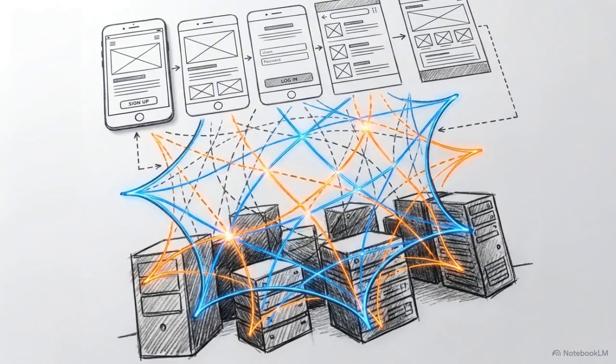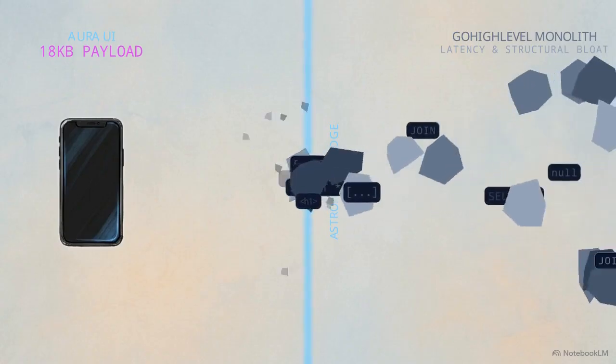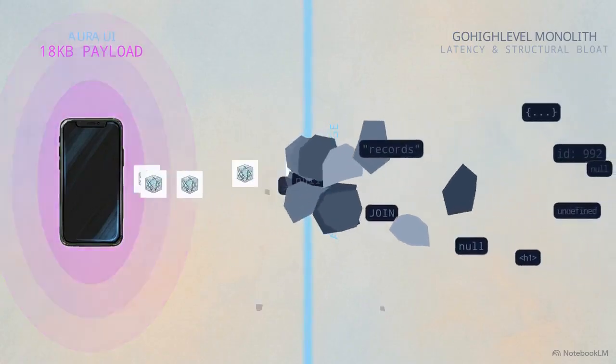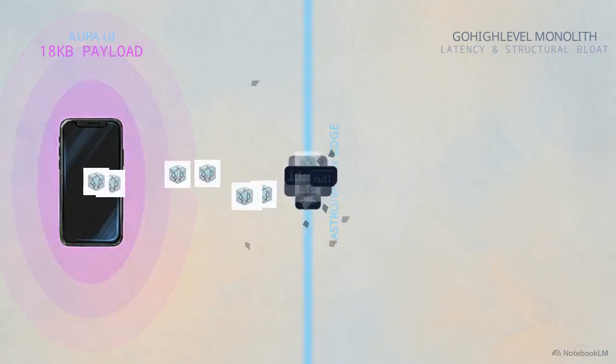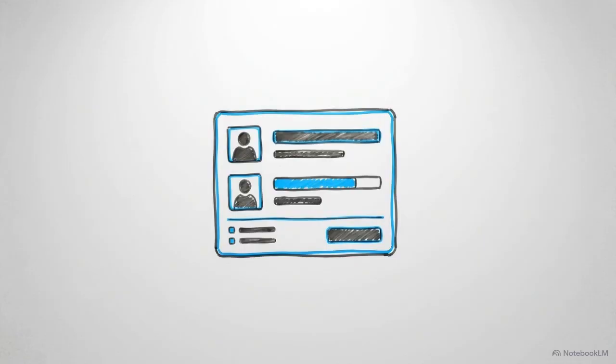To solve this, we used a SaaS wrapper strategy. This architecture allows us to pull the raw data we need while stripping away the structural baggage of the legacy system before it ever reaches the user's screen. Reaching that 18-kilobyte target required a complete decoupling of the front end.